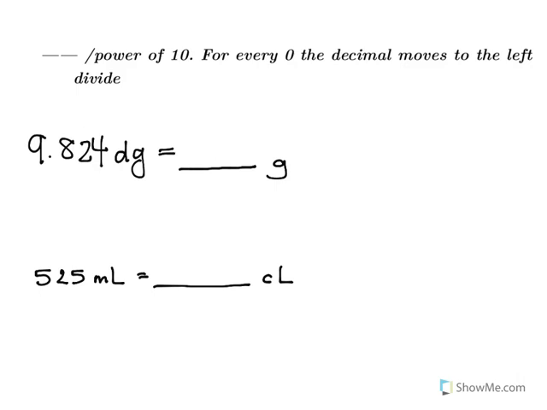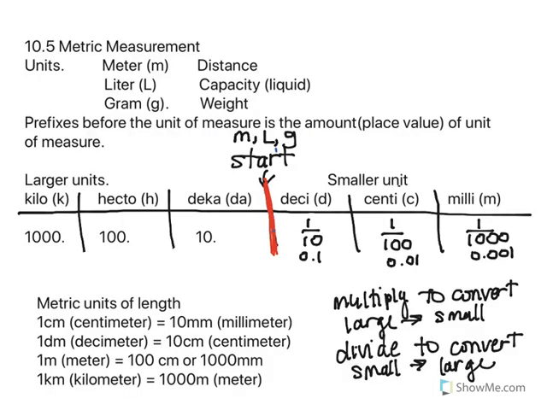Now, if I go back to my chart, here's decigrams. And I want to move 1 place over to grams. So this is dividing by 10 because I'm going 1 place over to the left.